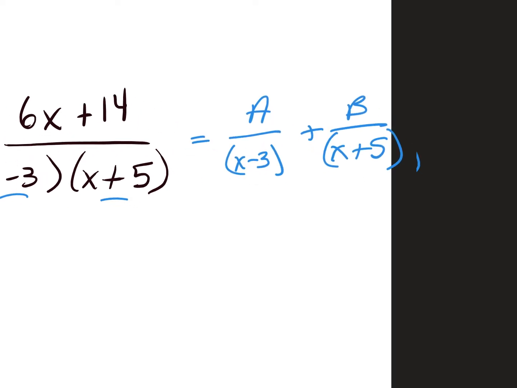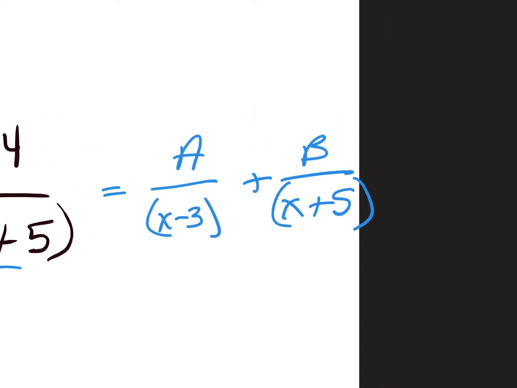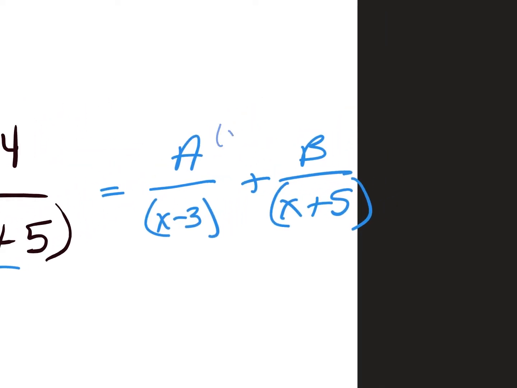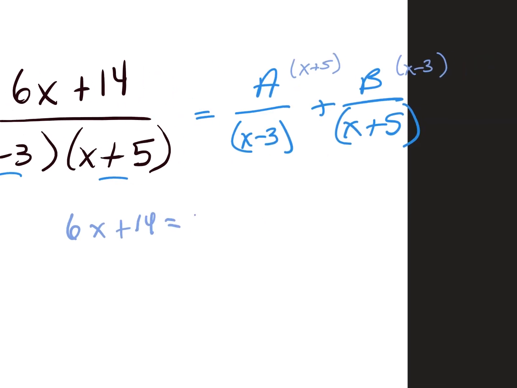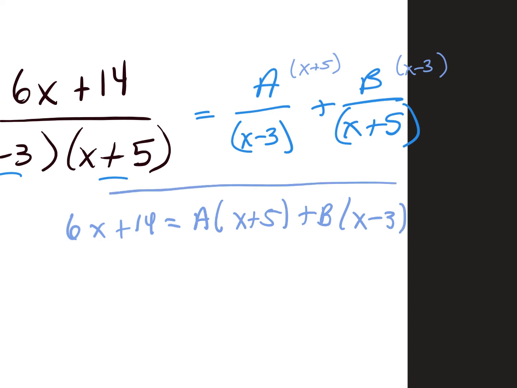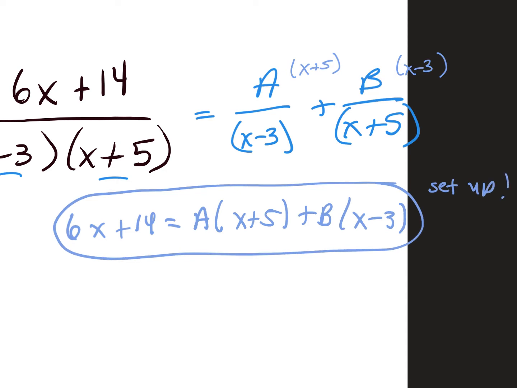So the first thing we do is multiply by the factor that the fraction does not have. So x minus 3 is here with A, so I'm going to multiply by x plus 5 for A. And on the other side, B has x plus 5, so I'm going to multiply by x minus 3. So we now have the setup part of our partial fraction decomposition. You have 6x plus 14 equals A times x plus 5 plus B times x minus 3. Okay, that's the setup. When you're asked to set up the partial fraction decomposition, this is what we're looking for.